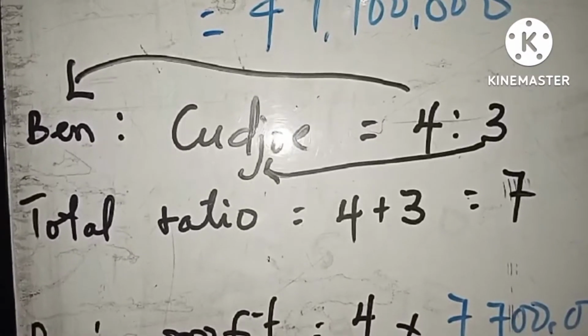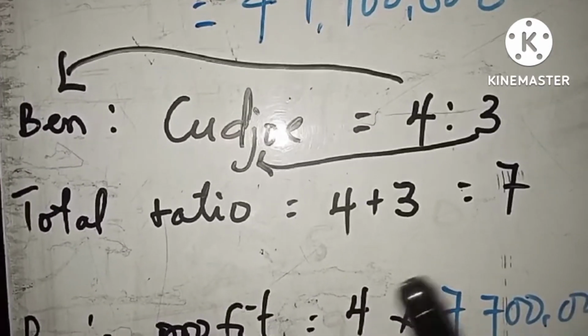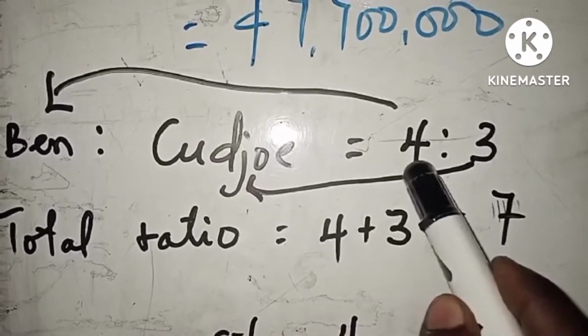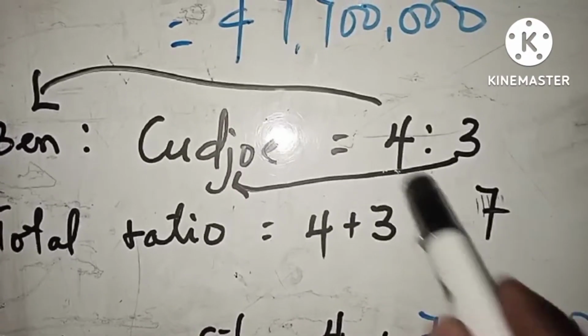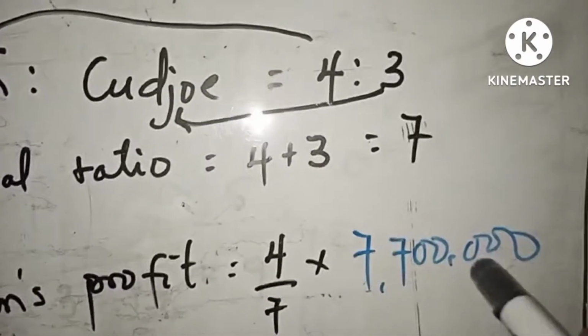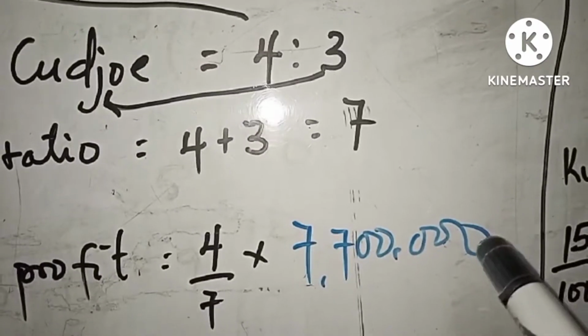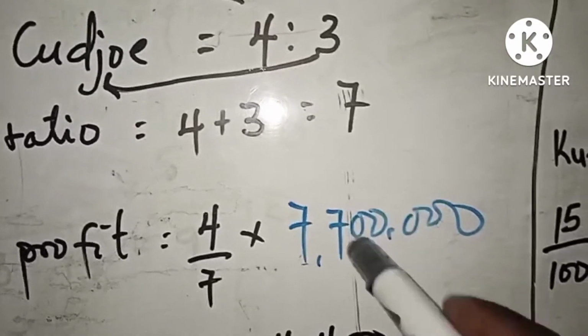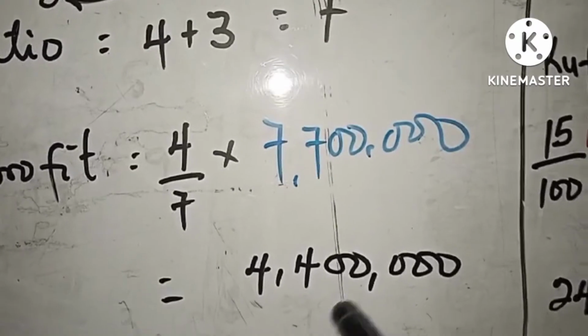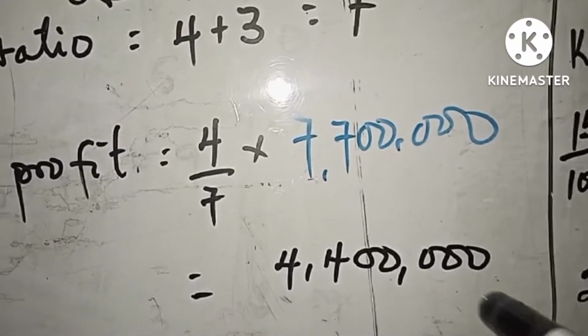So Ben's portion of the profit will be what? Ben is taking 4 out of the total ratio of 7. So it is 4 over 7 multiplied by the remaining profit. That should be 4,400,000. So this is Ben's portion.